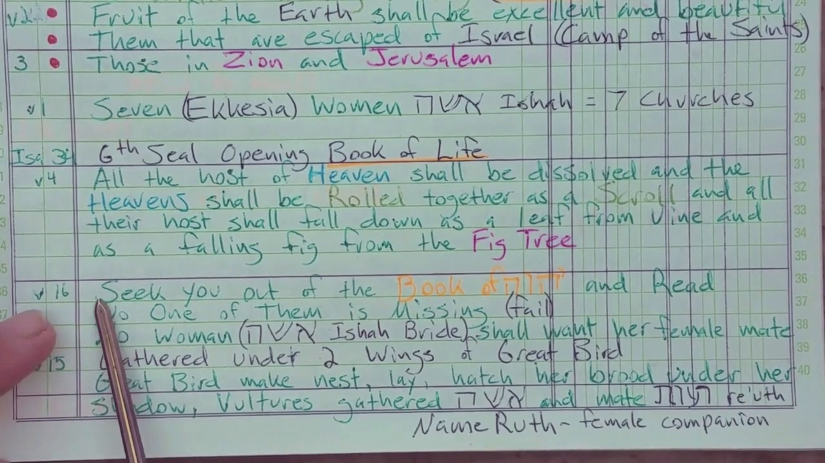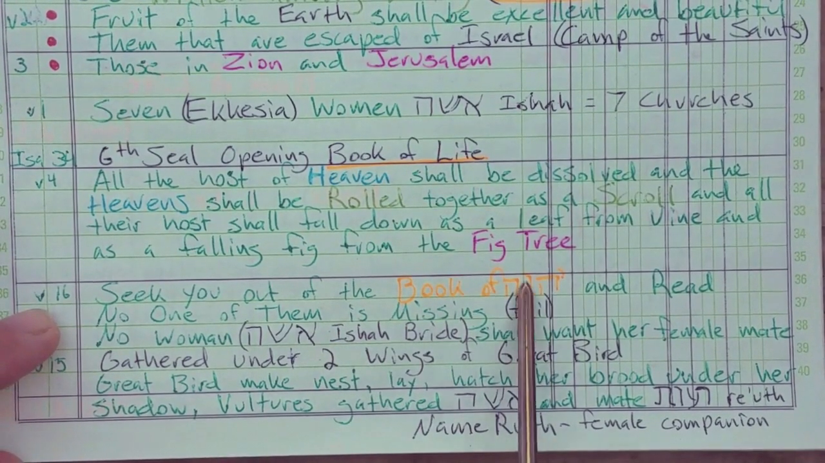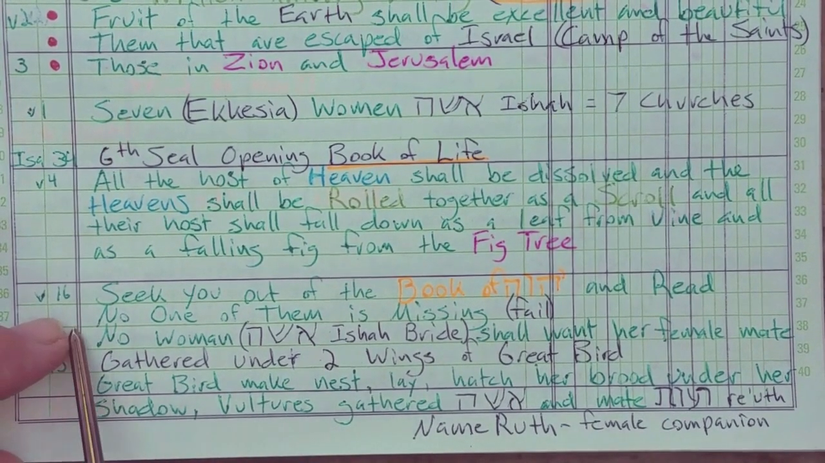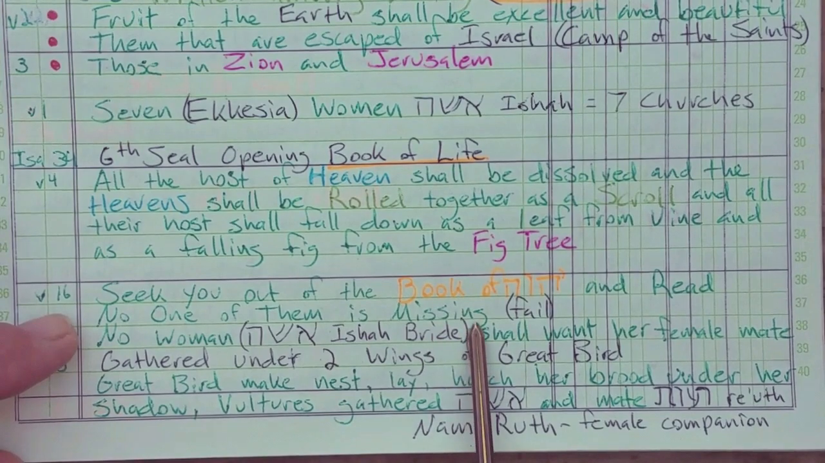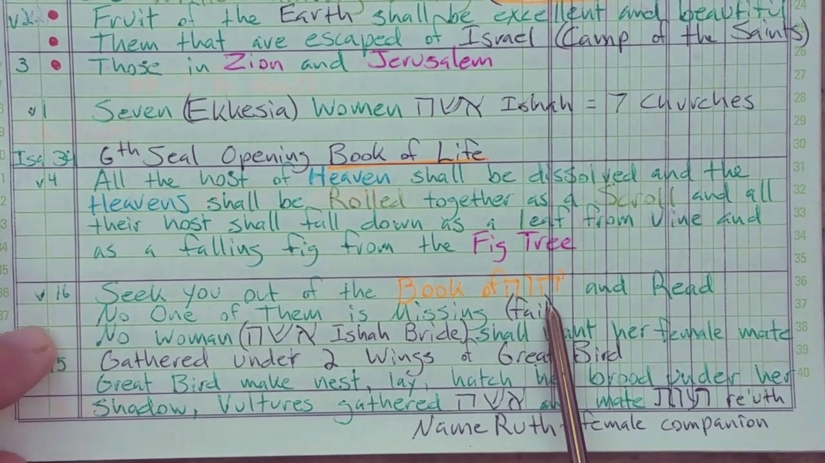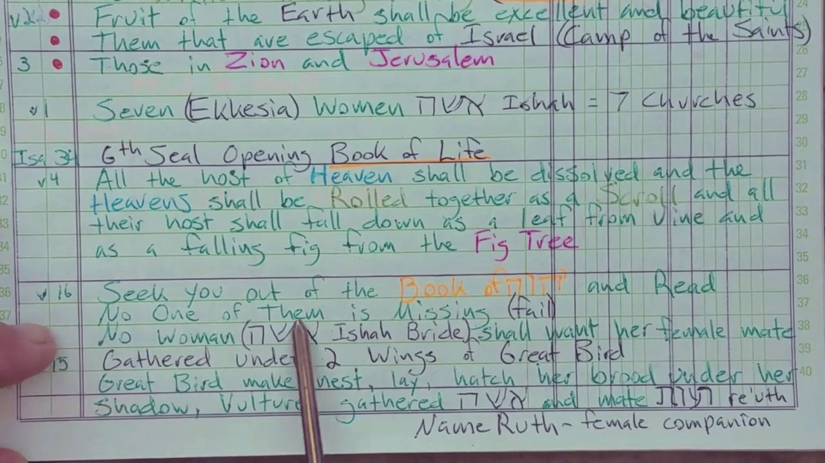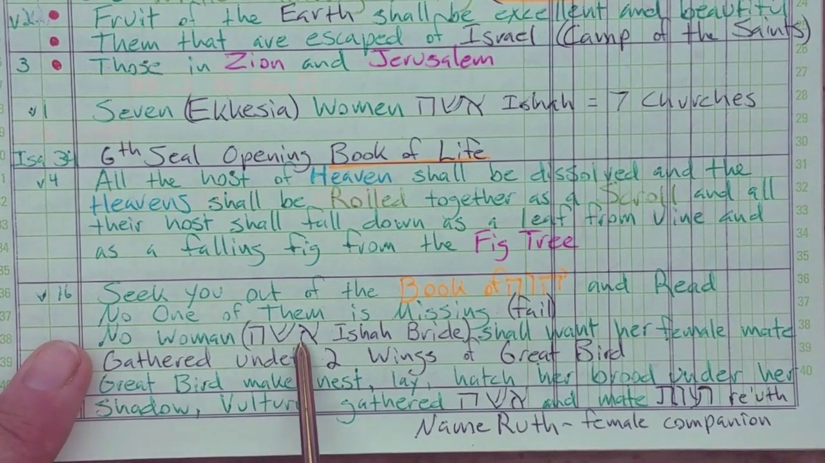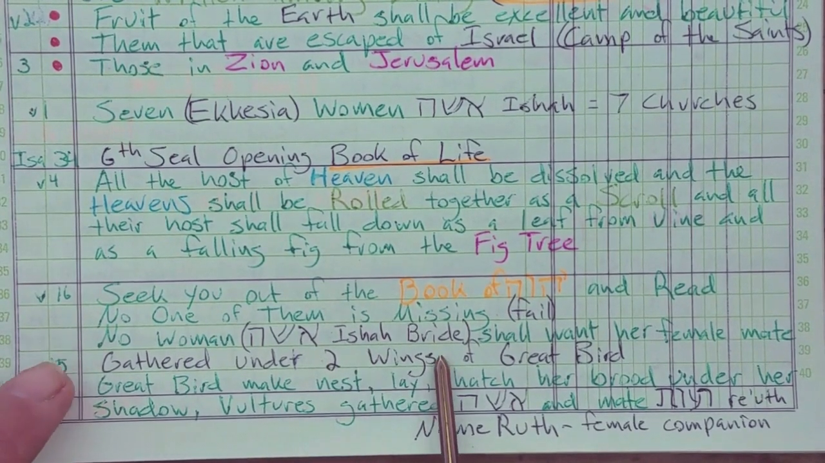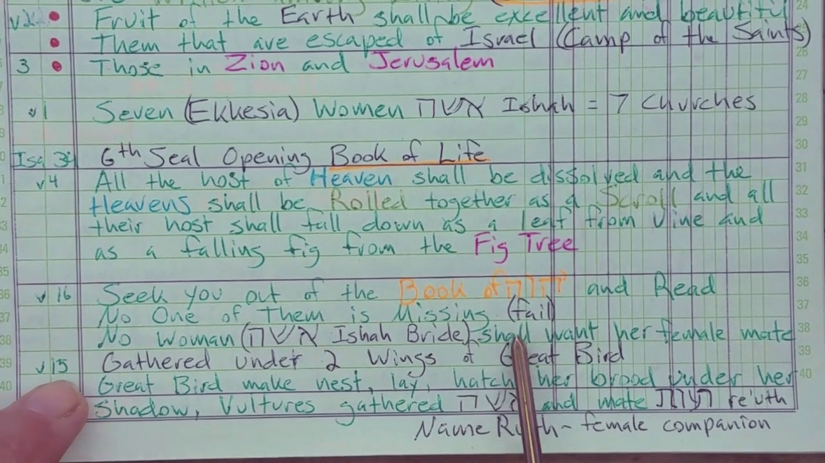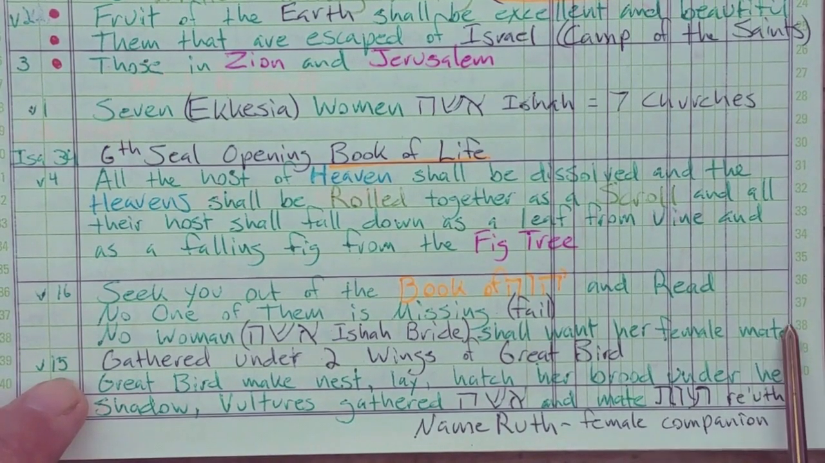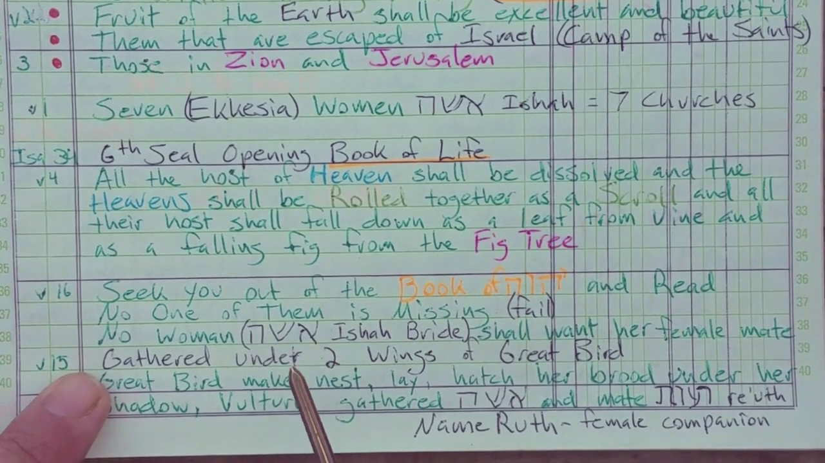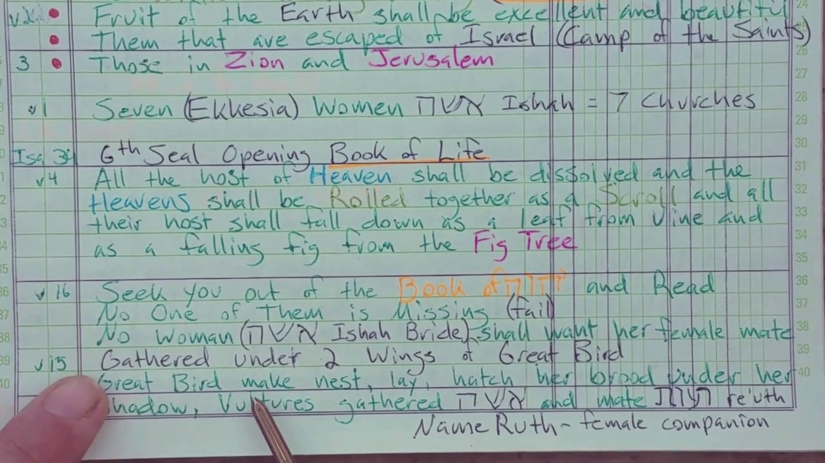Okay. Then it says, seek out of the book of Yahweh, thus the book of life. All right. So this is Isaiah 34:16, and read, no one of them is missing. All right. So this is a point by which the book of life is fully written. None of them are missing. And then it says, no woman, which is Isha. This is a woman. This is a bride. No woman shall want of her female mate. Okay? And what this means is that the people go 2 by 2.